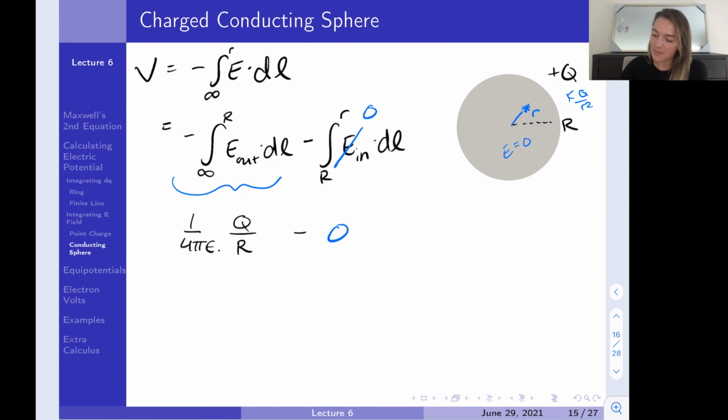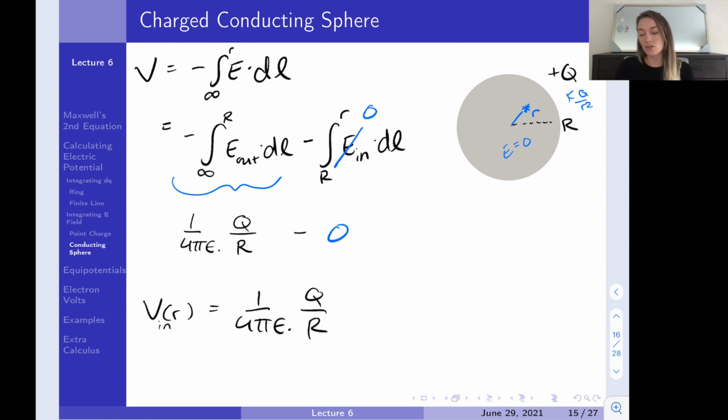So now I can see that my potential at this little point r inside the conductor is actually just a constant, right? Because everything here is a constant. It's the same as the potential on the surface of my conductor. And that's because, if you think about it, if the electric field is 0 inside a conductor, that means that the potential has to be a constant. So it's just going to be whatever value it was on the surface, it's just going to be that value all the way through.